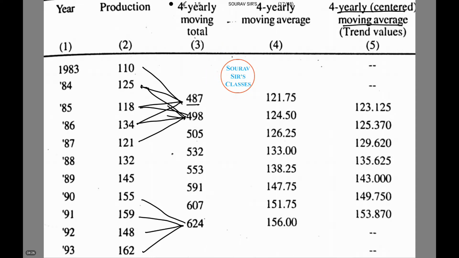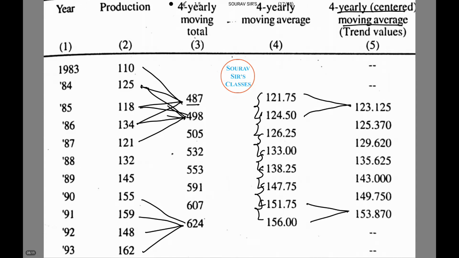Now I'll explain what the fifth column means, that is the 4-yearly centered moving average. Just like we did for the production values, we'll be taking an average of the moving average. On addition and division by 2, we find 123.125. This is nothing but the average of these two values. Similarly, we'll continue it for all the values we have. This causes the value to be approximated at the center of these moving averages so that there are minimum chances of error.